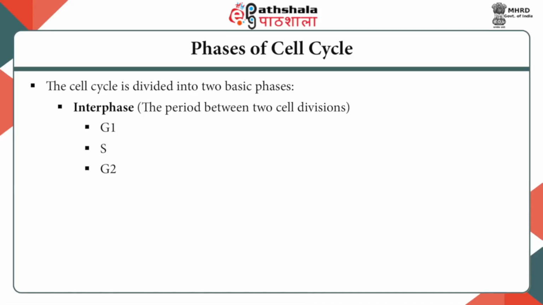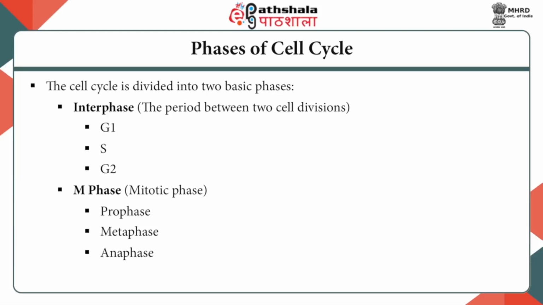Interphase is the period between two cell divisions. It is further divided into G1, S, and G2. G1, which is the gap 1 phase, is immediately after the cell division phase. S phase is basically the synthetic phase. It involves DNA synthesis. G2, which is gap 2, is between S phase and M phase. M phase is the mitotic phase. It involves cell division. It is further divided into prophase, metaphase, anaphase, and telophase. You can even see this in the diagram.